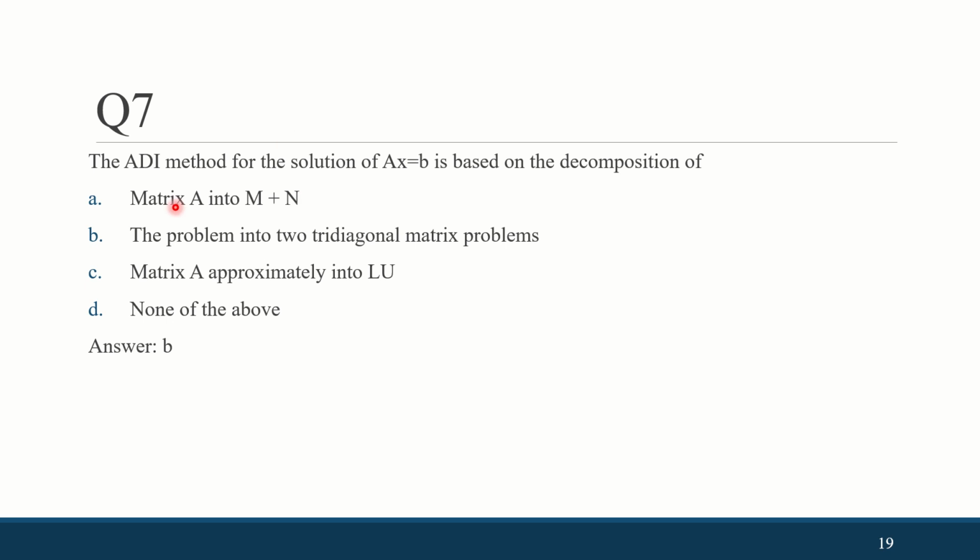So the answer: the matrix A into M plus N is wrong. The problem into two tridiagonal matrix problems is true. Matrix A approximately into LU is also false. We are not splitting the A matrix into LU. Rather, we are going with two tridiagonal matrix problems. Option D, none of the above, is also false because option B is the correct answer. The problem is being split into two tridiagonal matrix problems. We'll see how.